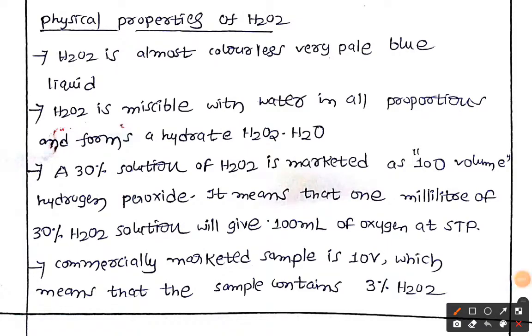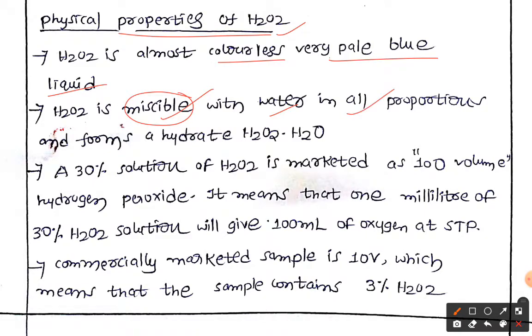Hello students, now let us discuss the physical properties of hydrogen peroxide. It is a colorless and pale blue liquid. It is miscible with water in all proportions, which means it is soluble in water in whatever amount you are taking.